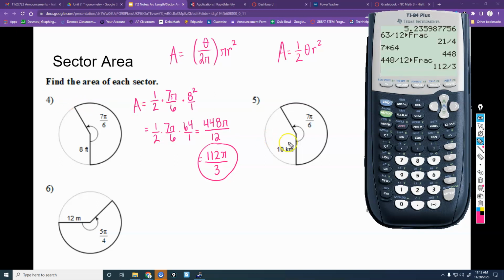I'm not going to do 5 because it has the same angle. So it's pretty much the same problem except we changed that 8 to a 10 right there. So let's just skip down here and do 6.